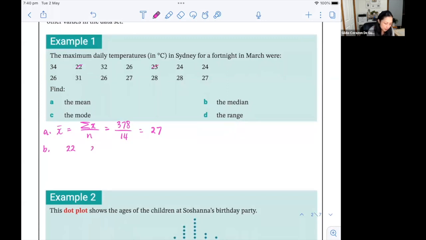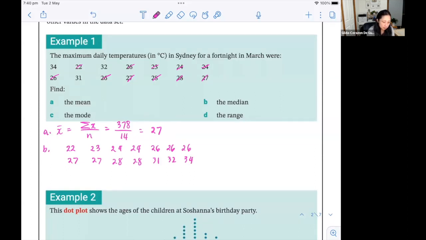Got 23. I think there's 2 24s that I can see. What next? There's 1, 2, 3 26s. 26, 26, 26. 1, 2, 3, 4, 5, 6, 7. So my next line would be 27, 27. That's these two. Got 28, 28, that's these two. You've got 31, 32, and 34.